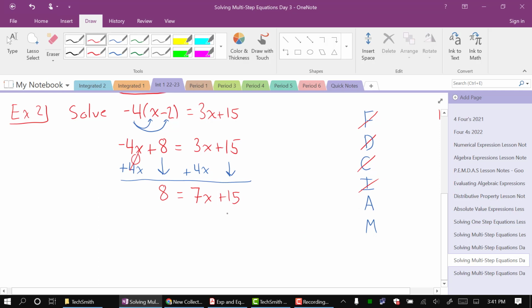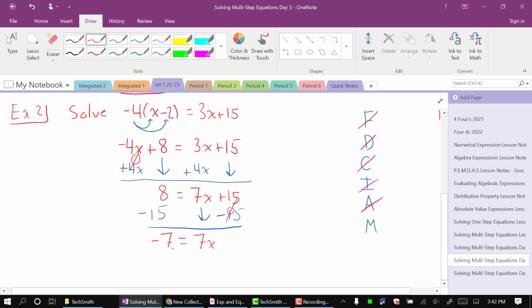Now I want to add, subtract. So I'm going to subtract 15 from both sides. I'm not doing anything with the variable term, so I'm going to go ahead and bring that down so I do not lose it in my problem. So this is a 0 right here, leaving me with just 7x. 8 minus 15 is -7.